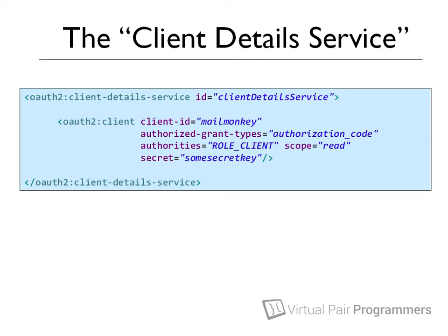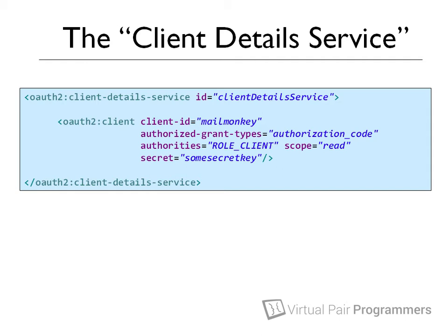For instance, it's not a username, it's a client ID, and it's not a password, it's a secret. But for a client, we also need to track what grant types they are allowed to use. We'll be going into a lot more detail on that later on, but it might be that MailMonkey is only allowed to use the authorization code grant type because that's secure and that's what we want. But for some other clients, we might allow them to use a slightly less secure grant type. More on that later, but for us, MailMonkey will be authorization code.